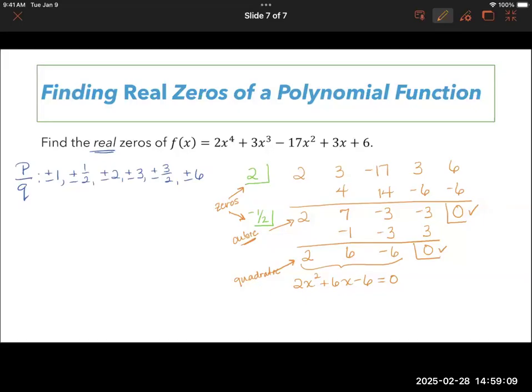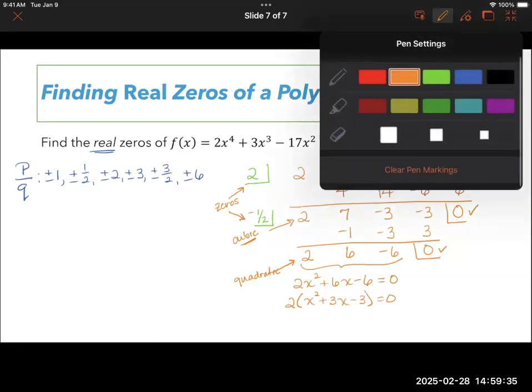So I can do this one of two ways. I can try to factor, or I can use the quadratic formula. I do notice that all of my terms have a common factor of 2, so I am going to factor that out first, just to see if that makes things easier. But it doesn't really seem like x squared plus 3x minus 3 is something I can easily factor, so I'm going to use the quadratic formula.